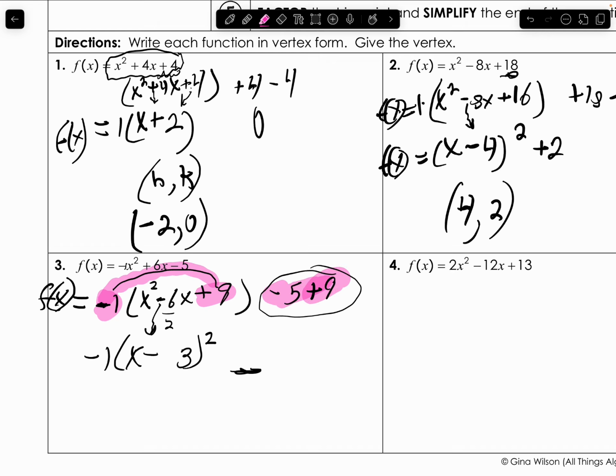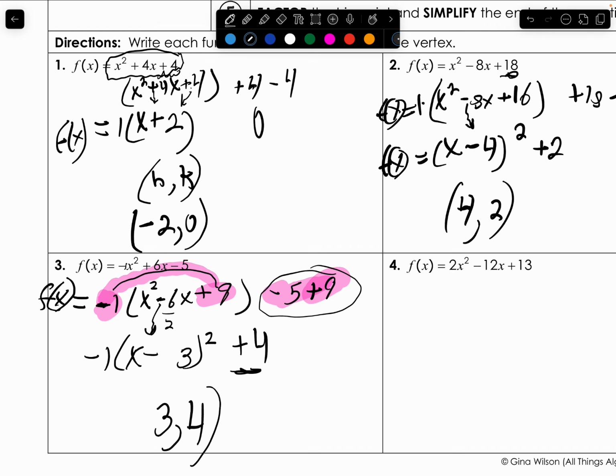So -5 plus 9 should give you 4. Is that right? I believe so. +4. So your h is 3 and your k is 4.